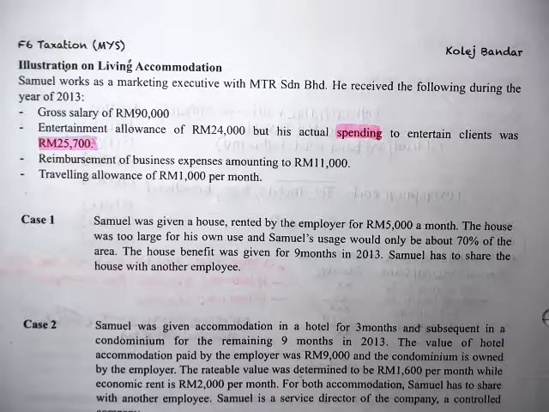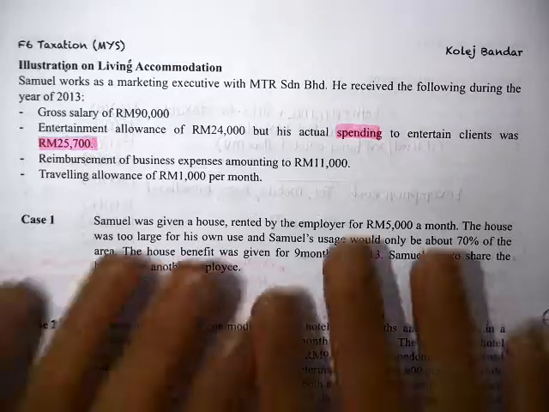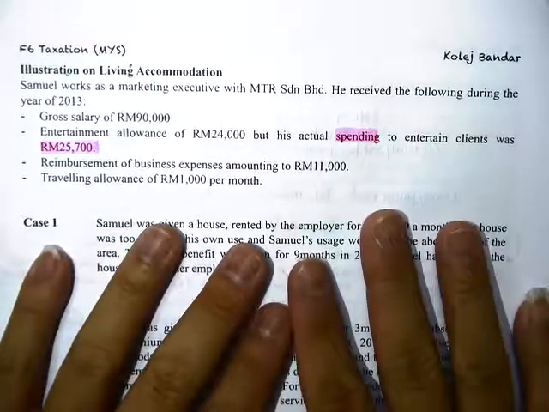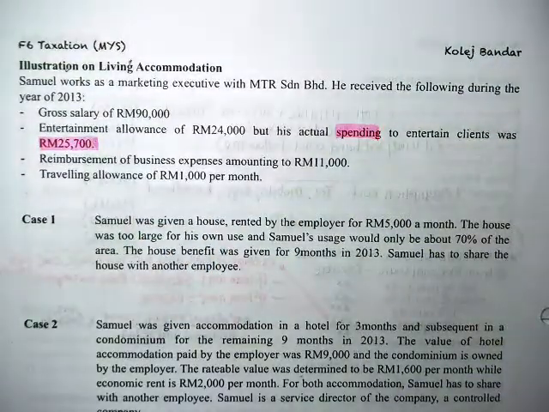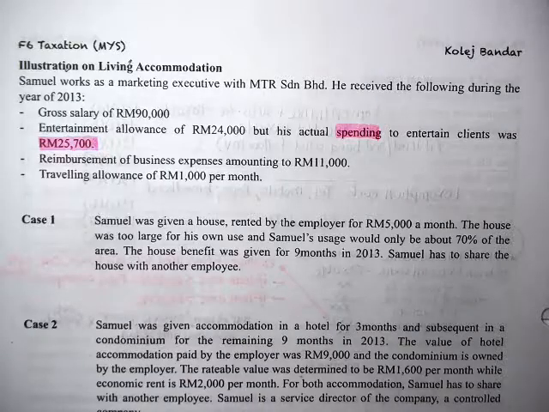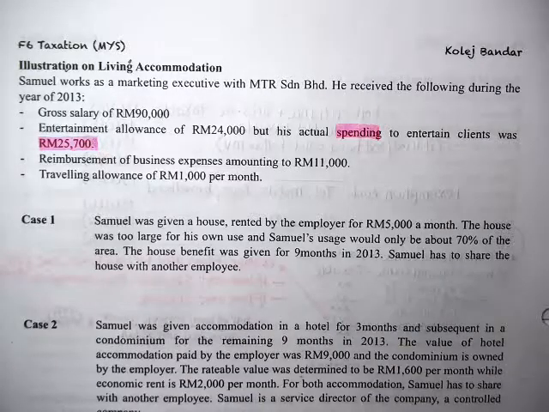Okay. Now reimbursement of business expenses is 11,000. So money that he spent for the work, he claimed back 11,000, and traveling allowance is 1,000 a month. Just based on this alone, before we start looking at the accommodation and stuff like that, work out how much is 13-1A. This one is a very fast one. You have 1 minute, so you can do it.